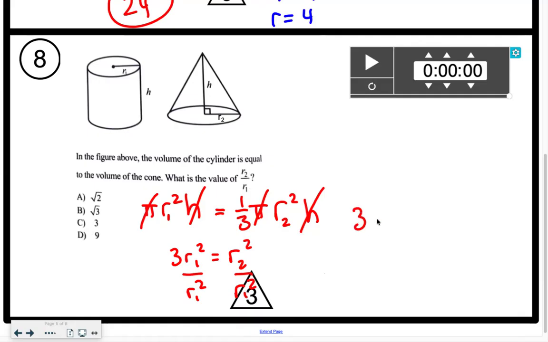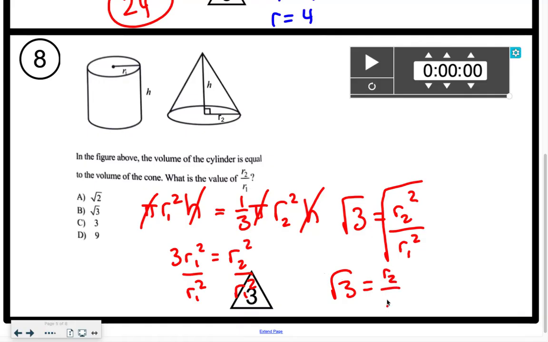So I get 3 equals r2 squared over r1 squared. Well, I'm getting there because I want r2 over r1, not r2 over r1 squared. So if I square root everything, then I get root 3 is r2 over r1, and that's exactly what we're looking for. r2 over r1 is equal to root 3. So it's just setting up an equation based off of that sentence they give you, and then just manipulating it to get exactly the expression that they're looking for.